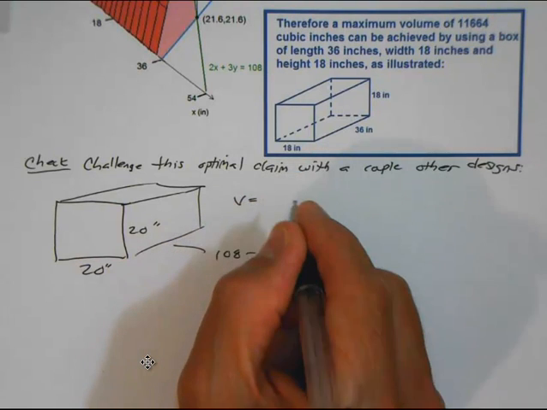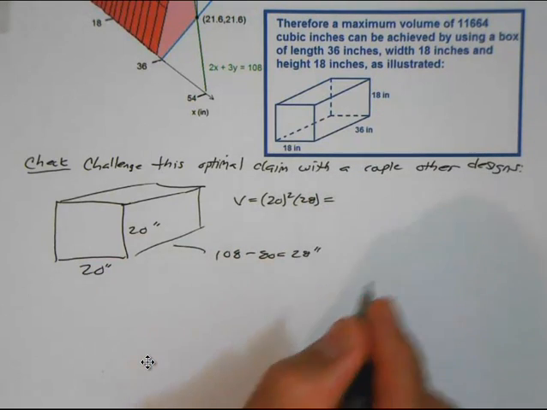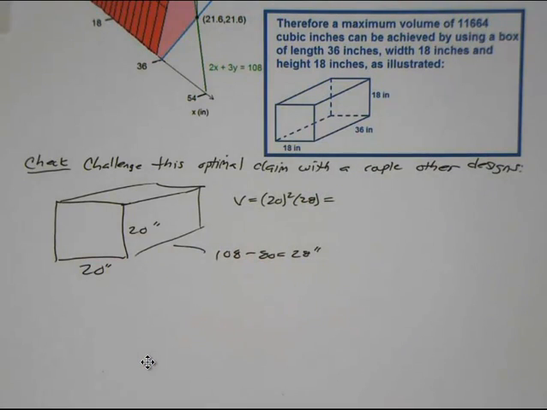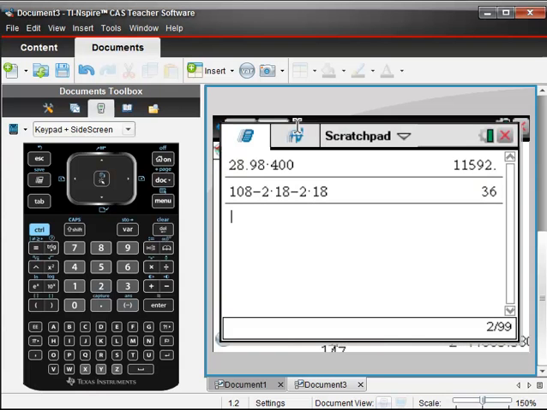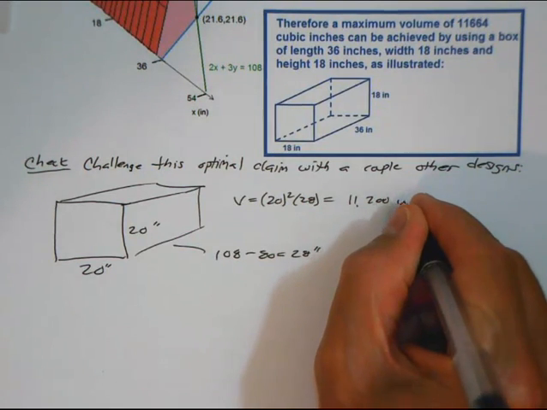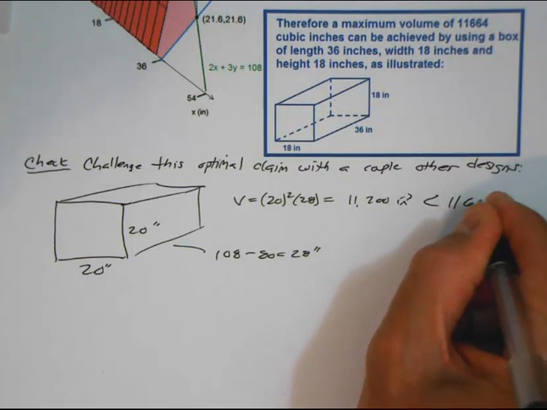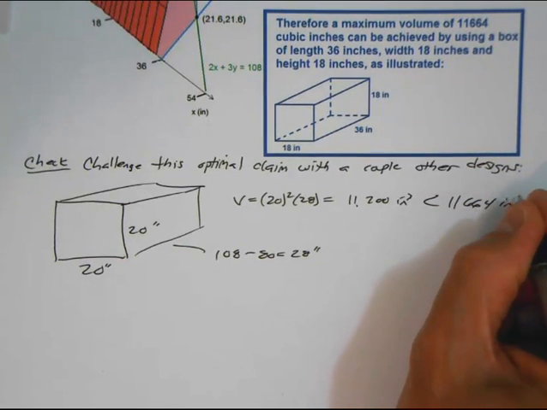V would equal 20 squared times 28. Let's see what happens. We can go to the calculator to resolve this on the scratch pad. Okay, so we got this 20 squared, and then times 28. Okay, 11,200. Good. Not better than our optimal design. 11,200 cubic inches, less than the 11,664 cubic inches. That's good to see there.